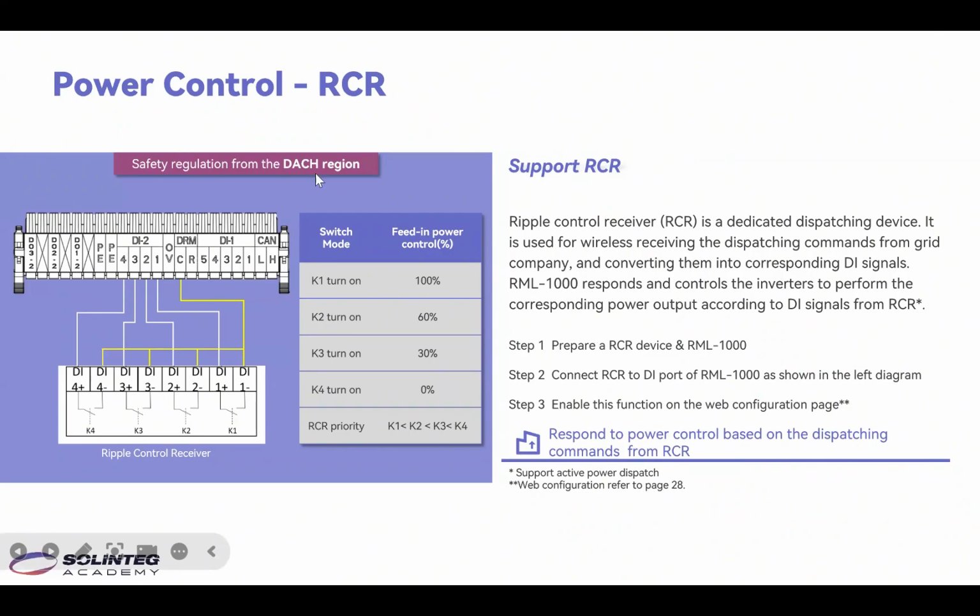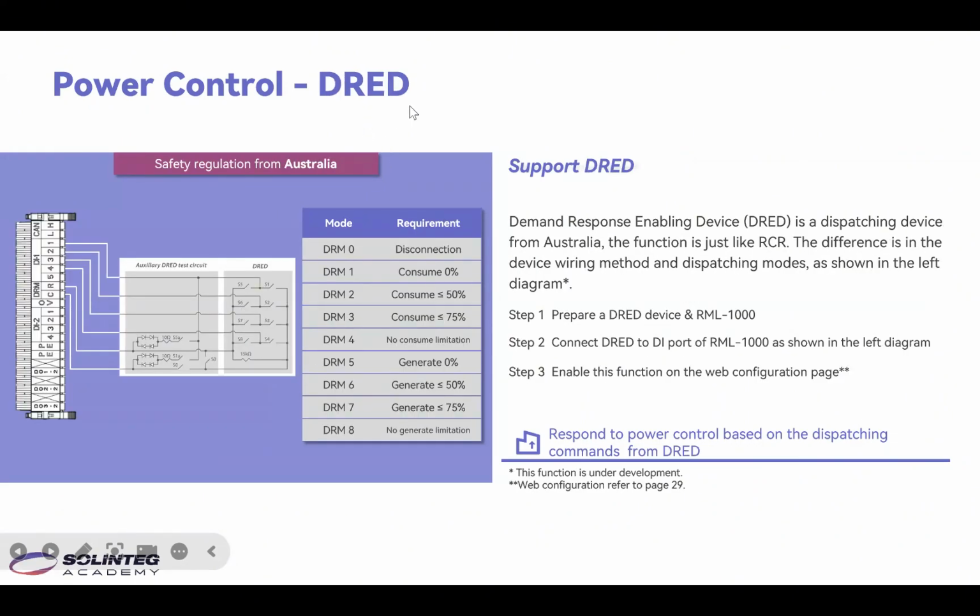Okay, and the wiring is like this, as you can see: it uses DI1 to 4, and the DRM port and the C port can be connected like this. And the DRED is similar to the RCR. There are just some differences in the wiring, but the principle is the same. It is also used to control the percentage, to control the export power.